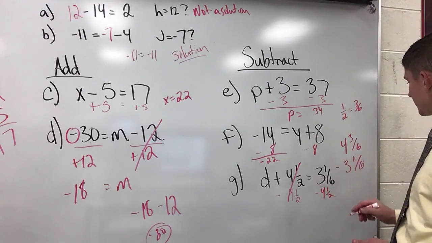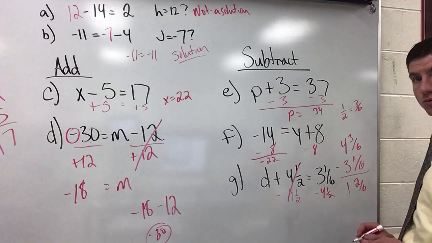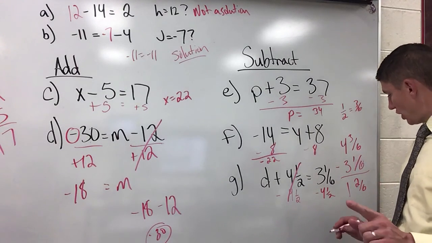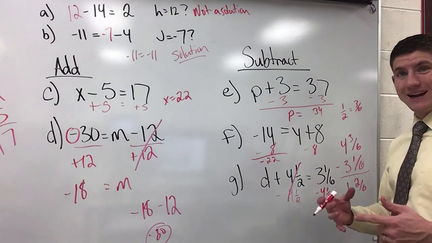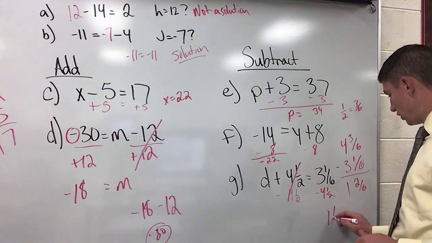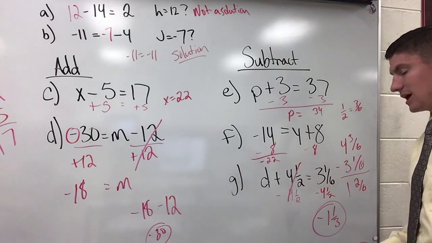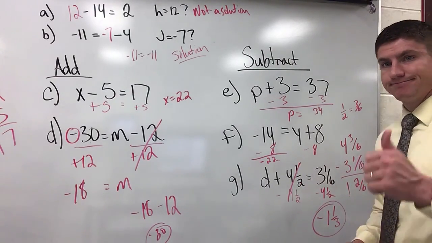So now I subtract. 4 minus 3 is 1. 3/6 minus 1/6 is 2/6. If I change that and rewrite it in simplified terms, it's 1 1/3, and because when I subtracted this it was negative, the answer is going to remain negative. Hope that helps.